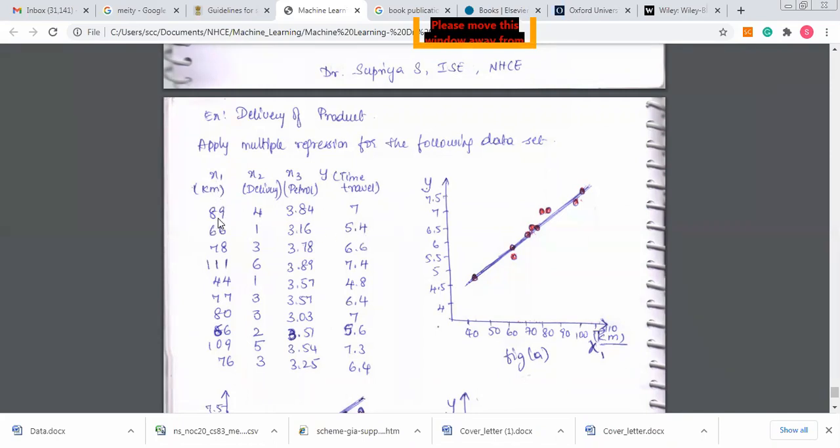So a person is going to travel 89 kilometers and he has to make 4 deliveries. He has to deliver the food packages to 4 places, and the petrol price while he was traveling was 3.84. The travel time is 7 hours, because he has to go around. This is just data for your understanding, so these are the parameters given. With these parameters, the travel time depends on the number of delivery packages, or on the petrol price, or on the number of kilometers.